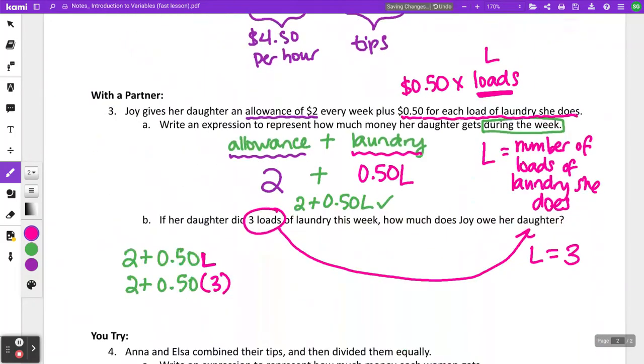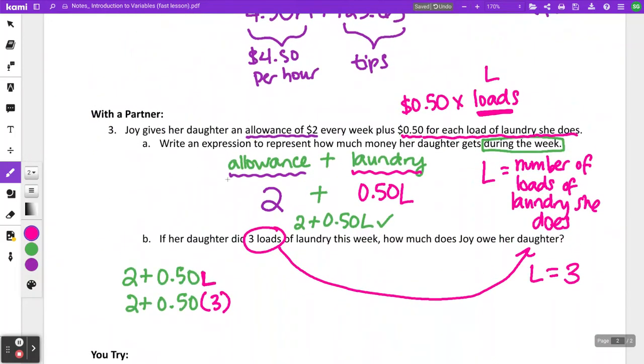So down here, we went ahead and substituted 3 for L. For part A, we didn't know how many loads she did, so I used the letter L. But in part B, we find out it was 3, so I can replace L with 3. The rest of this problem is just doing some math.